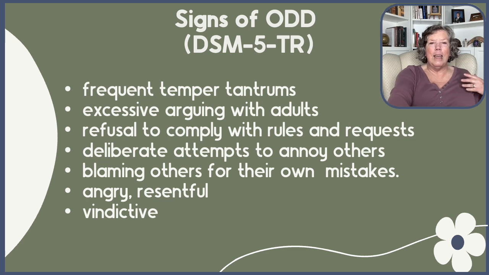So now let's dig into some of the indicators. Okay, so this includes frequent temper tantrums. So not just the occasional temper tantrum, the word frequent is there. Excessive arguing with adults. Depending on the age group that you're working with, kids are going to argue with adults.